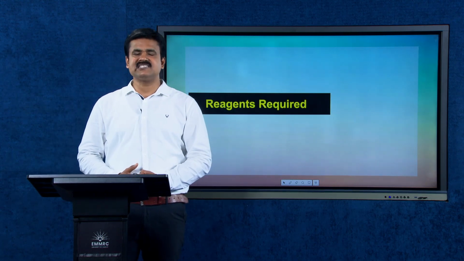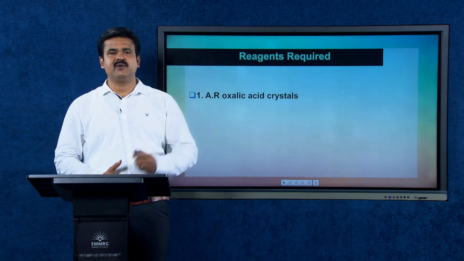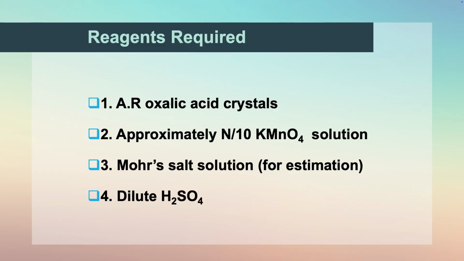Now, reagents required for the present experiment. These are the reagents required. Number 1, AR oxalic acid crystals. Number 2, approximately N/10 KMnO4 solution. Number 3, Mohr salt solution for estimation. And number 4, dilute sulfuric acid.